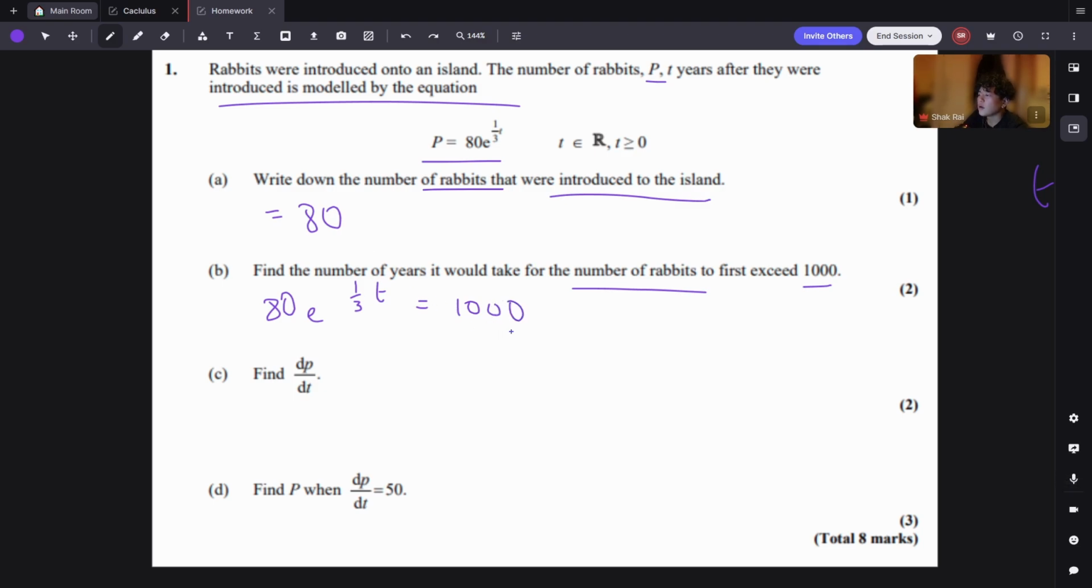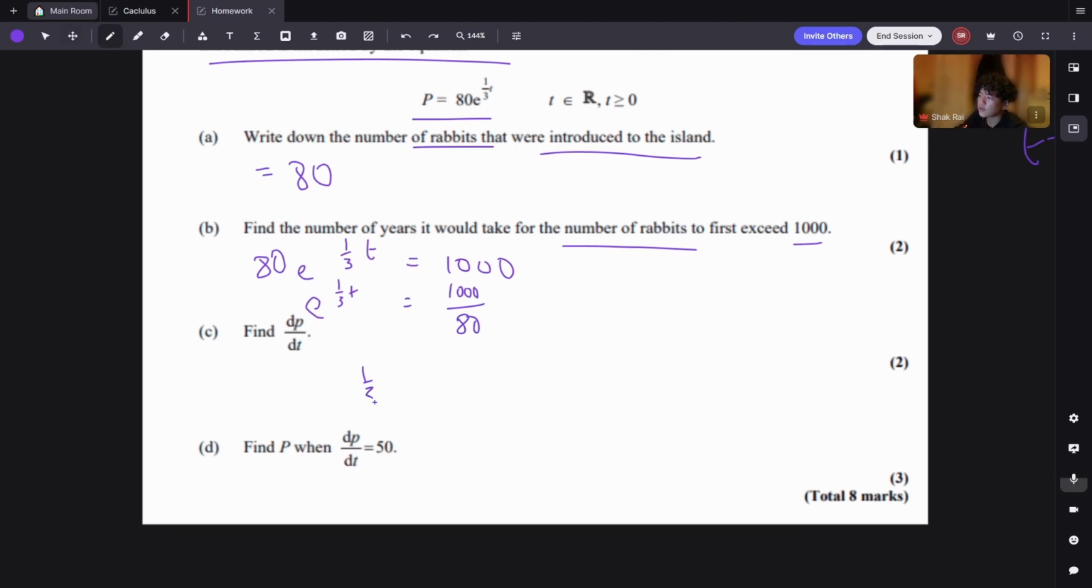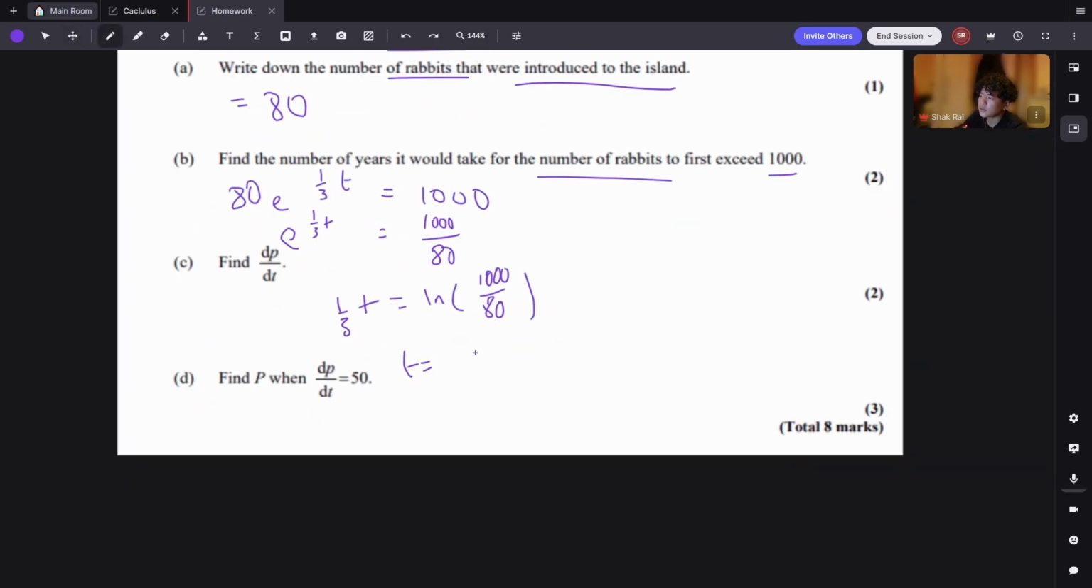We can do this a multitude of ways. I'm just using logs on both sides. So first of all, I'm going to divide by 80. So e to the 1 over 3t equals 1,000 divided by 80, and then take ln of both sides. So it's 1 over 3t equals ln of 1,000 over 80. So t equals 3 ln of 1,000 over 80, and this equals 7.577. So the number of years is going to be 8. It's going to be 8 years.